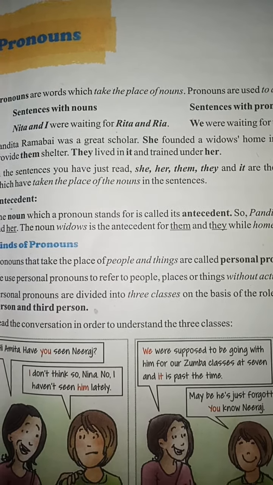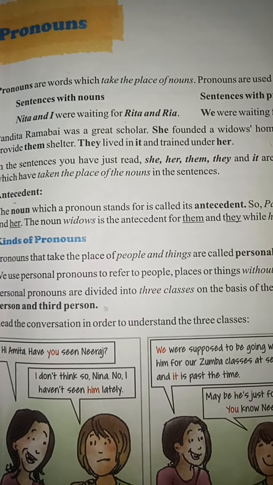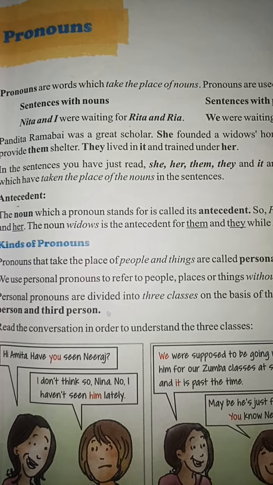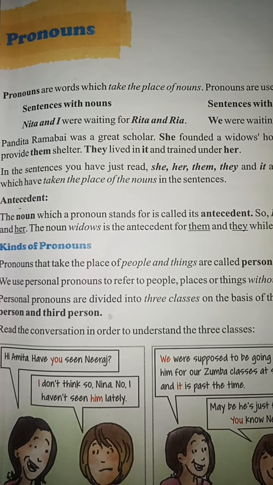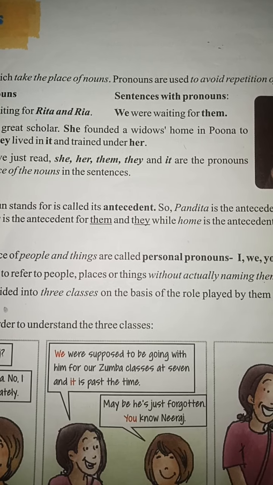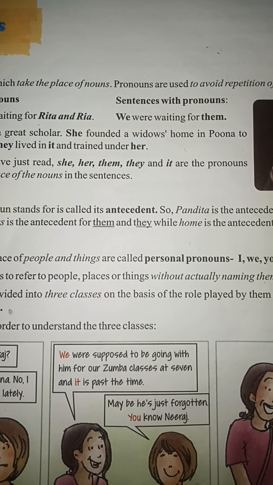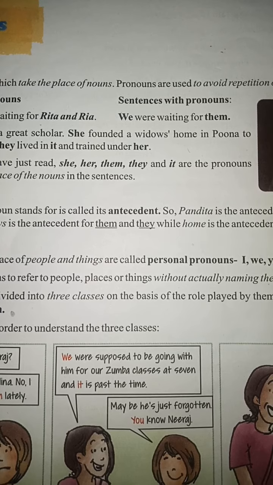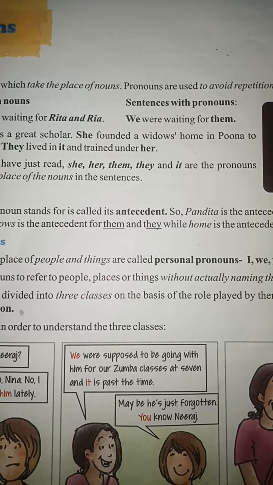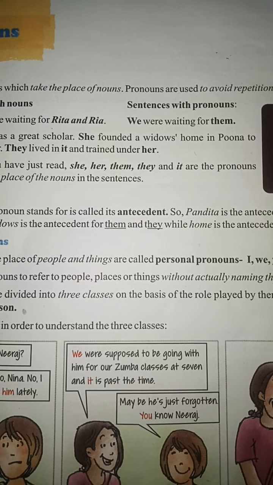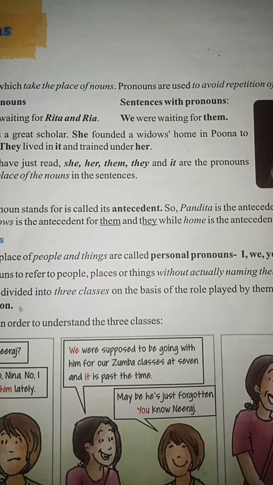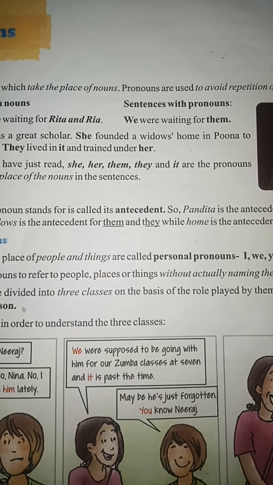Let us look at this sentence. Nita and I were waiting for Rita and Ria. When we use a pronoun, we will say we were waiting for them. Let us see another example. Pandita Ramabai was a great scholar. She founded a widow's home in Pune to provide them shelter. They lived in it and trained under her.